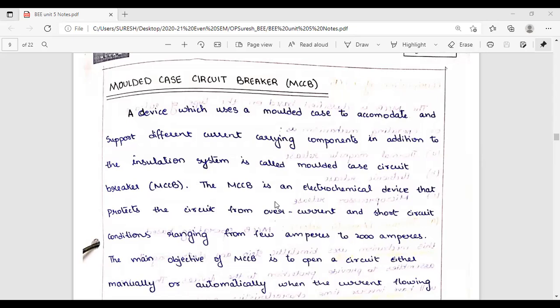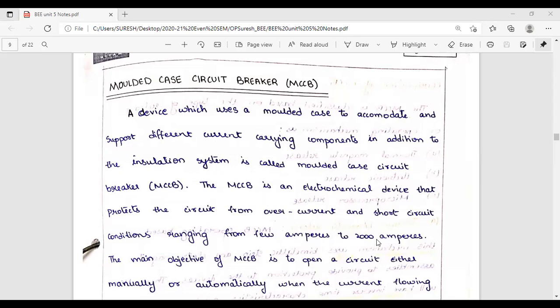MCCB is the advanced version of MCB. MCB is capable of withstanding very low current, up to 100 ampere, let us assume. But MCCB is capable of withstanding up to 2500 ampere. Then what does MCCB contain? MCB contains only the insulation system, but MCCB contains all the current carrying components in the same box along with the insulation. All the current carrying components along with the insulation system is called the molded case. Molded case circuit breaker. Okay.